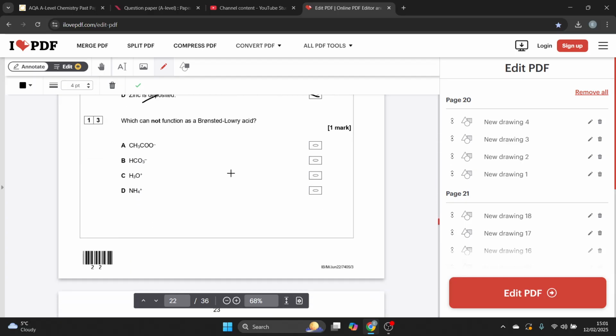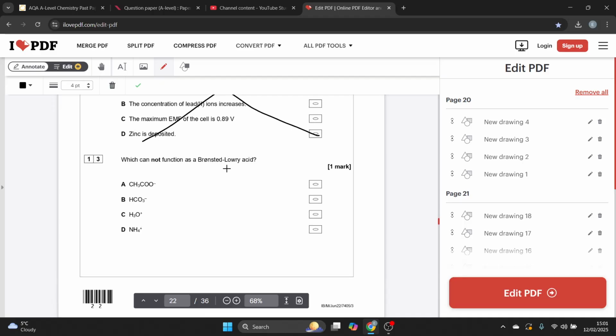Which cannot function as a Bronsted-Lowry acid? Now let me just go back to the definition of Bronsted-Lowry acid. Get my booklet out. A Bronsted-Lowry acid is a proton donor, H plus equals proton. So which one cannot function as that?